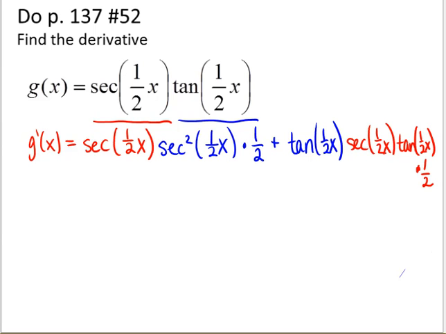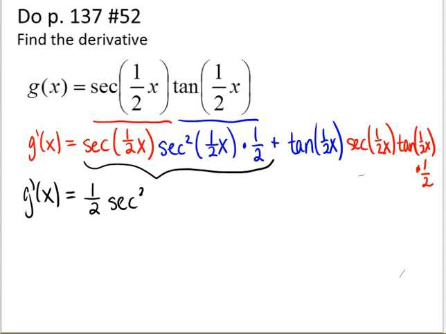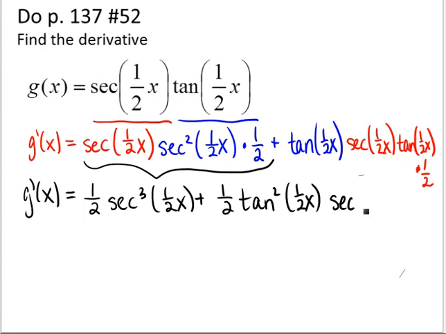Really, what I want to do is clean this up just a little bit. I can do that by rewriting this as g prime of x equals this first section right here. It really has a 1/2 that I can pull out in front. I have a secant and a secant squared, so that becomes secant cubed 1/2 x, plus I now have a 1/2 I'll pull out front, and I have two tangents, so tangent times tangent is tangent squared 1/2 x, and then I have secant 1/2 x. That's as far as I will take this problem.